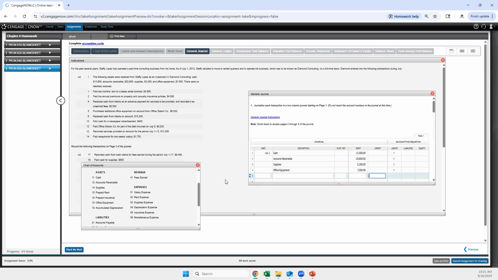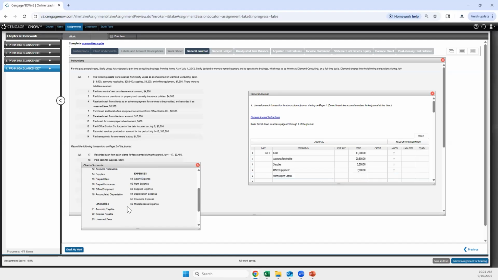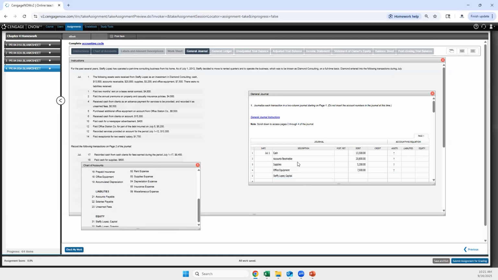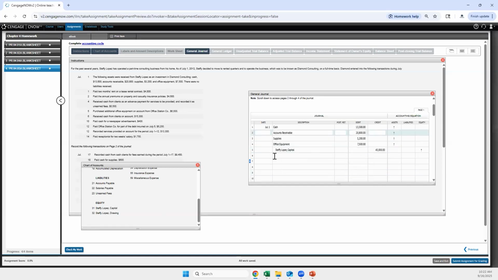And then our credit will be to a capital account, which we have in our equities section here on the chart of accounts. Just make sure that you're putting in the correct account, which is in the chart of accounts. That's how you know that you're going to have the correct naming conventions, because as this is an online graded homework, it has to be exact for the software to recognize that you're correct. The sum of all of our debits here is 45,000, and so that is going to be our credit to our equity account.